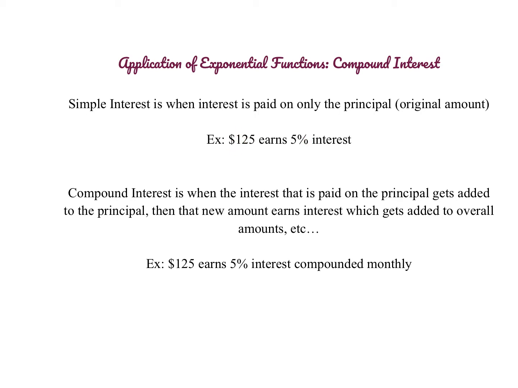So if you have $125 that just earns 5% simple interest, you could see how much money you make by doing 125 times 5% as a decimal, so 0.05, and so that means that you get $6.25 in interest. So that would just be a simple interest. Here's your principal, you're paid one time 5% of that principal, so you're paid $6.25.